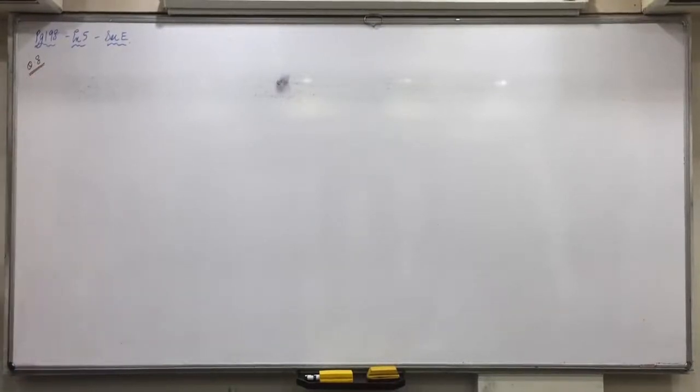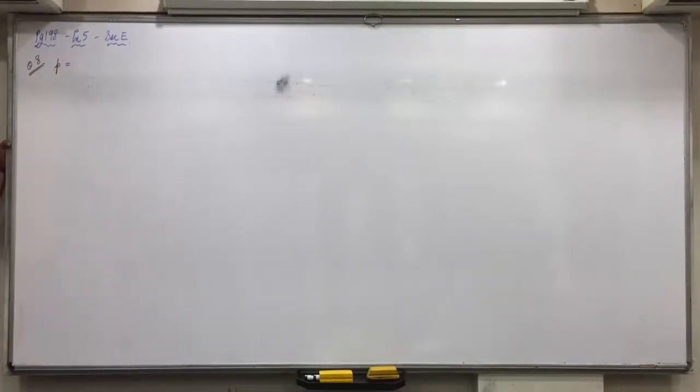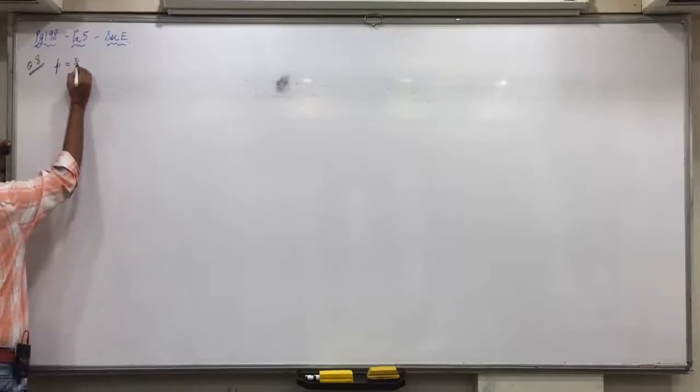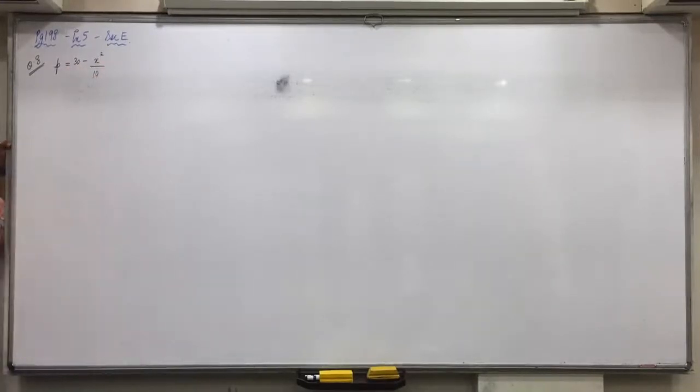The demand function of an item is P equals 30 minus x square upon 10. Everyone be attentive because I'll be doing it fast and I'll not be asking anyone today, since I need to finish the syllabus. So I'm just solving and explaining. If you have any doubts, then raise your hands and clarify that.